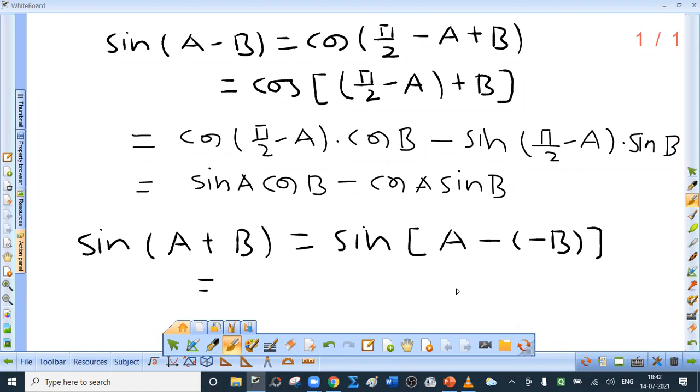Now, what is sine of first minus second? Sine of first into cos of second. See, second is minus b. What is cos of minus b? It is cos b. Minus cos a into sine of second. Second angle is minus b. What is sine of minus b? Minus sine b. Already minus is there, so it becomes plus. And that is why sine of a plus b is sine a cos b plus cos a sine b.